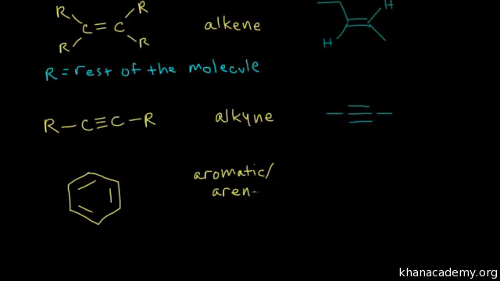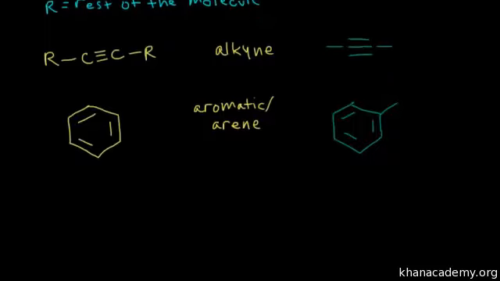So arene probably comes from the fact that it's aromatic and it has double bonds in it, so it's an arene for alkene there. So an example of an aromatic ring, the simplest example would be just that aromatic ring by itself. That is called a benzene ring. I could put a methyl group coming off my benzene ring and call that methylbenzene, which is otherwise known as toluene. So that takes care of my first category of functional groups.